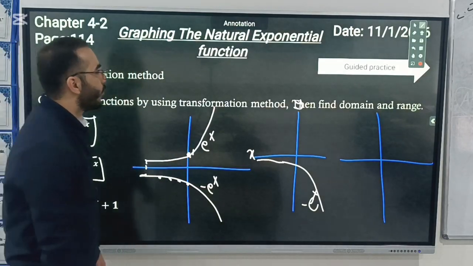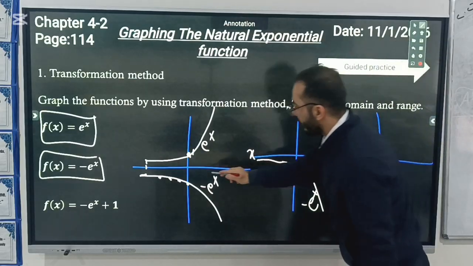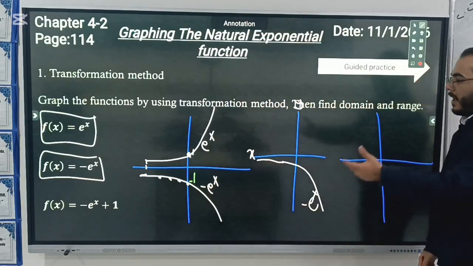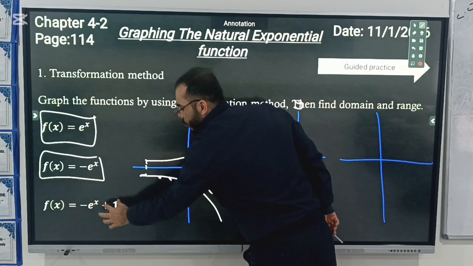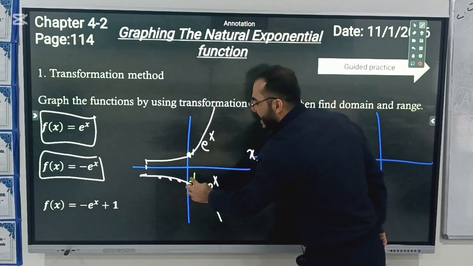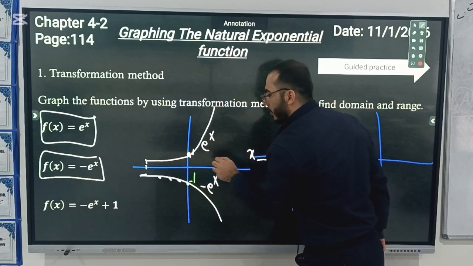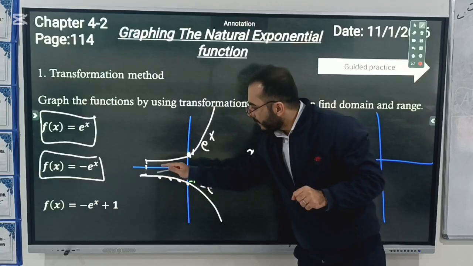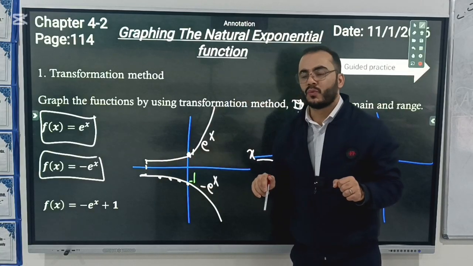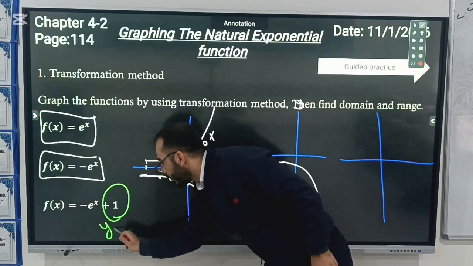The last one, which is very, very important for the exam, goes, by the way, through -1, be careful. We need to transform the graph of negative e powered by x 1 unit up. So it means that's negative 1. If we move it 1 unit up, it's going to come to 0. All right, it goes through 0. And of course, that part of the graph would be under exactly y equals 1. Again, our horizontal asymptote is y equals 1.